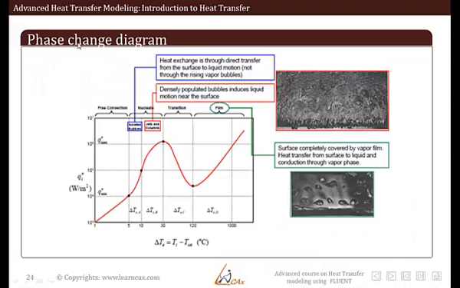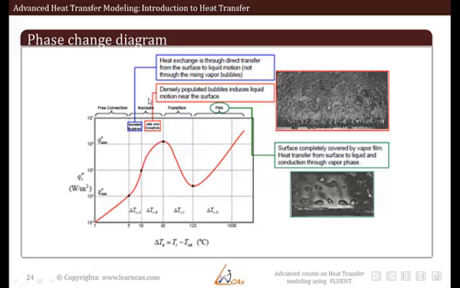So this is a sort of a phase change diagram for boiling heat transfer, and we can see different regions of the boiling heat transfer process in this particular diagram, which is heat transfer rate versus the temperature difference, that is the surface temperature minus the saturation temperature. And as we can see here, as the temperature difference goes on increasing, we have free convection in the earlier part where the temperature difference is from 1 to 5.